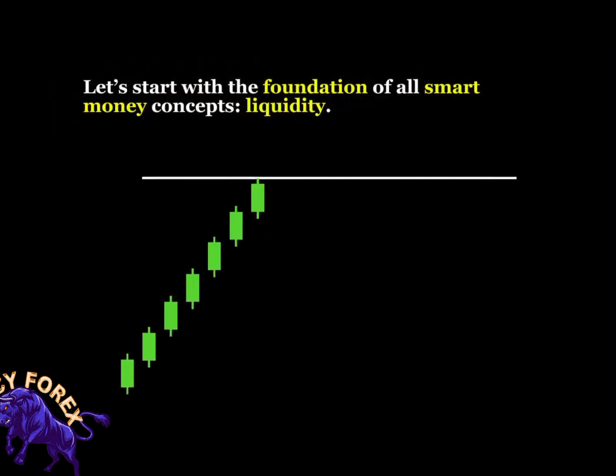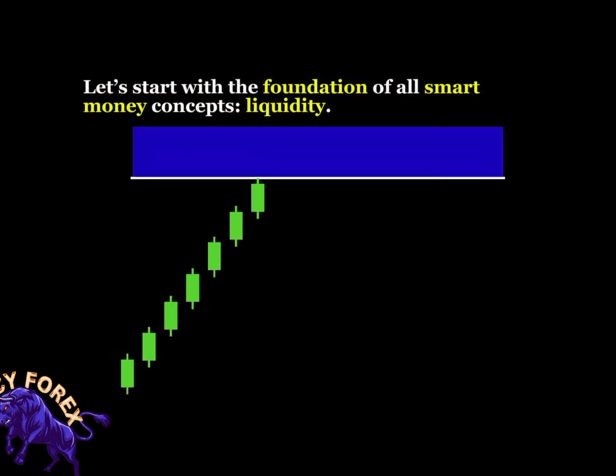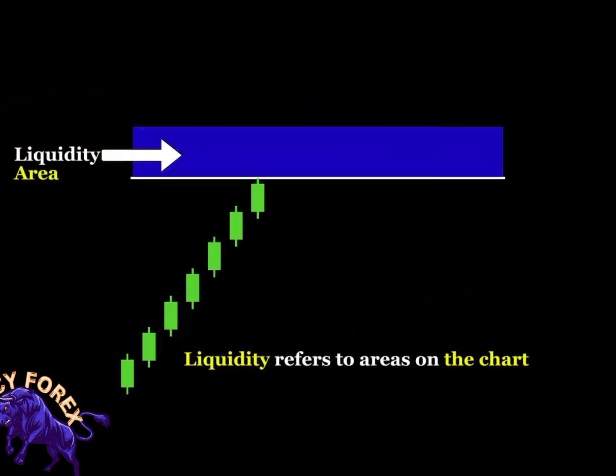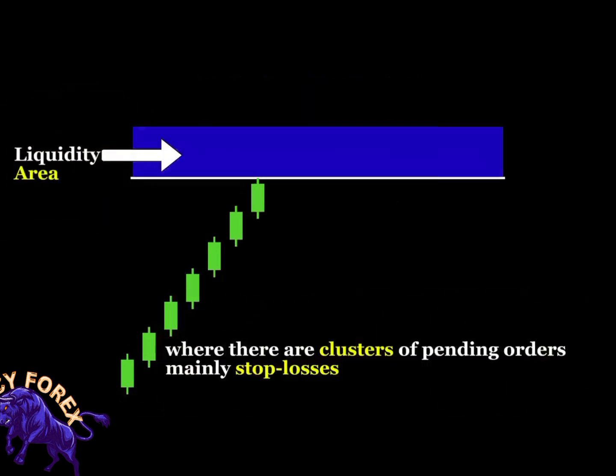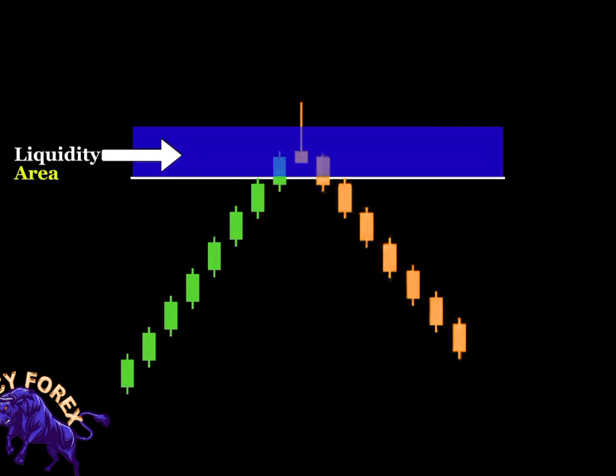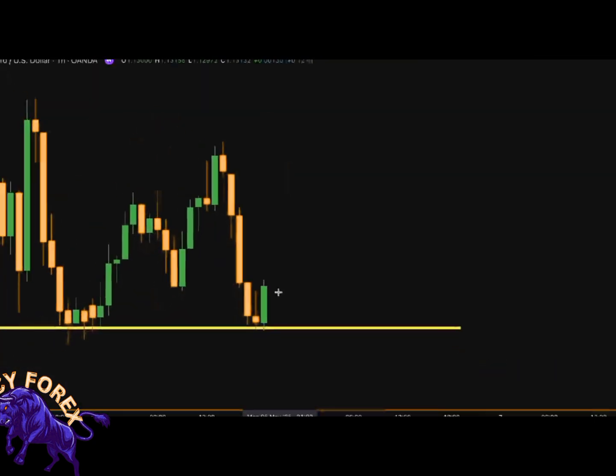Let's get started. Let's start with the foundation of all smart money concepts, liquidity. Liquidity refers to areas on the chart where there are clusters of pending orders, mainly stop losses. These zones are like magnets for smart money. They know exactly where most retail traders hide their stops and they aim to collect them. Here's how they do it.